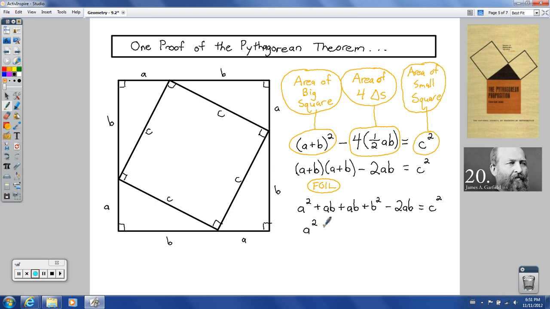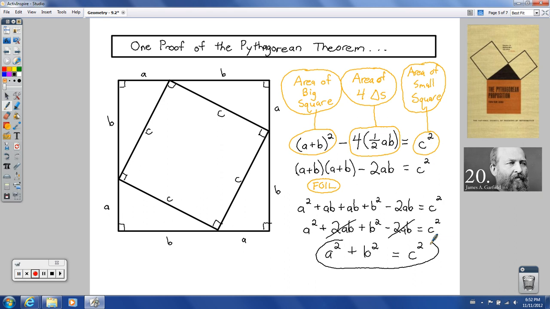At this step, a light bulb may go on. I'm not exactly sure yet. If your light bulb just went on, the light bulb inside your head, you look at that and you say, oh, wait a minute. Maybe now you see what I mean. Here's a positive 2ab. Here's a negative 2ab. What are they going to do to each other? They're going to cancel each other out. What are you left with? Bada boom, bada bing. A squared plus b squared equals c squared. The sum of the two legs squared equals the hypotenuse squared. So this finishes up the Pythagorean theorem.